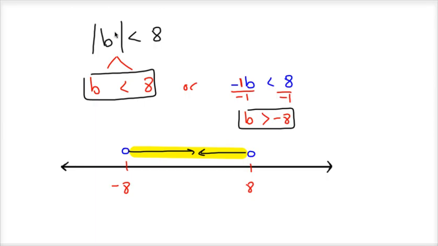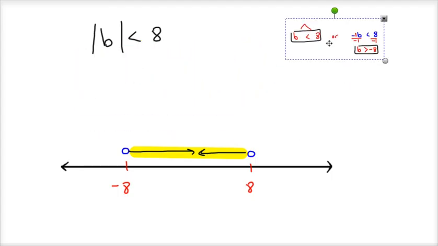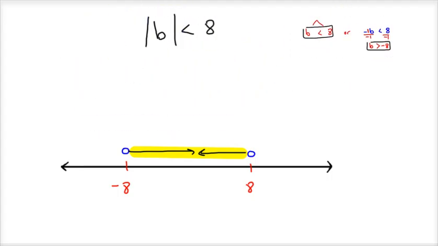Another quick strategy for this one, let's just minimize this for a second. We'll come back to that. Once you have something like this, another quick strategy, and what we're going to use in the upcoming problems, is drop your b, keep your less than signs, keep your 8, and negative 8. Now we have this all combined in a compound inequality. If you read it backwards, b is greater than negative 8, or negative 8 is less than b, and b is less than positive 8. We'll use this strategy in the next few problems.